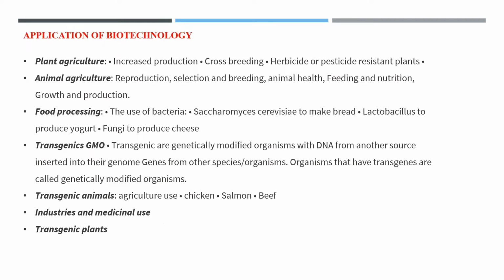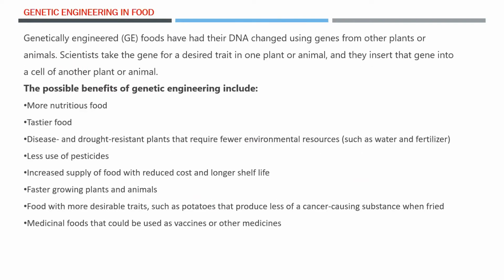Now we will see the applications of biotechnology. It includes plant agriculture, animal agriculture, food processing, genetically modified organisms, transgenic animals, industries, medicinal use, and transgenic plants. So these are the areas where biotechnology is normally implemented.